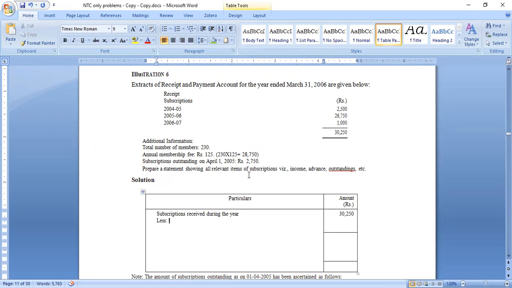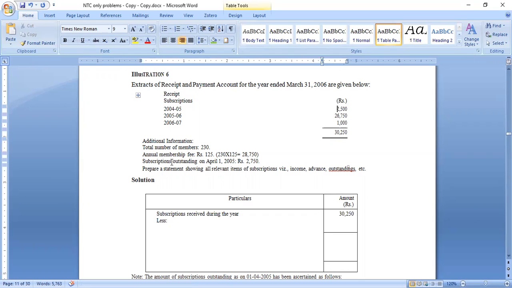So subscription outstanding at the beginning. In the beginning of the year, it is still outstanding. In the sense, we have to deduct this 2750, which belongs to the previous year and may be collected in the present year. So you can ask, here it is already mentioned which one belongs to the previous year. Okay, we'll go with the regular procedure and then we'll discuss it later.